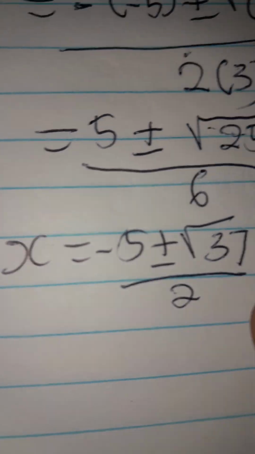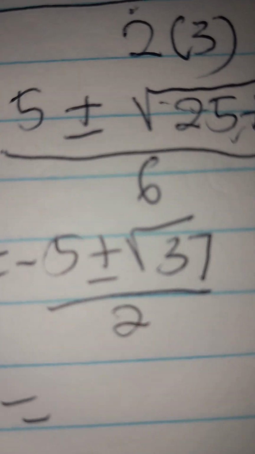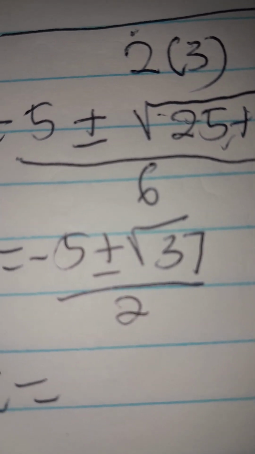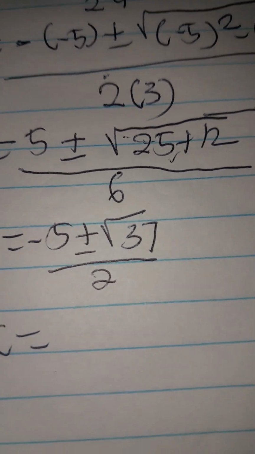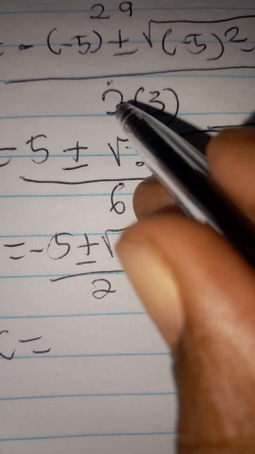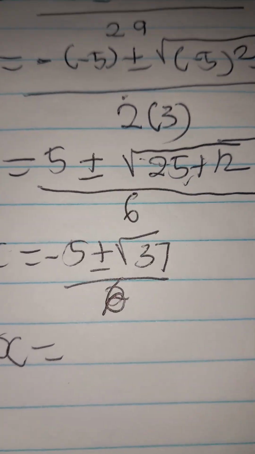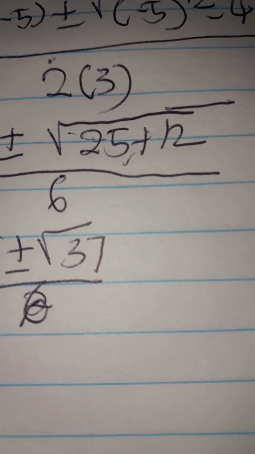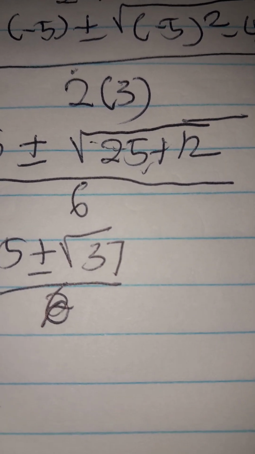Remember that they want you to leave this correct to 2 decimal places. Punch your calculator there. Oh, where am I getting 6 there? It's 2 times 3, which is 6. Sorry for that, it should be 6 here. So we are going to have (5 + √37) divided by 6.